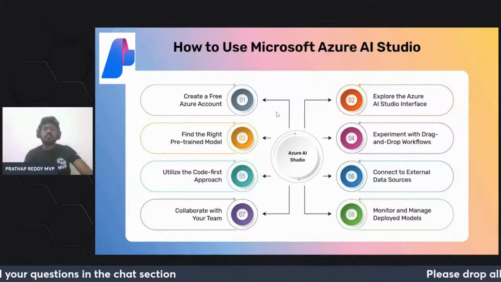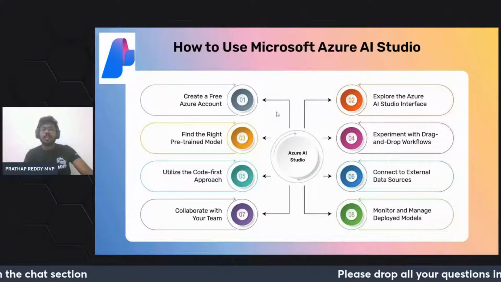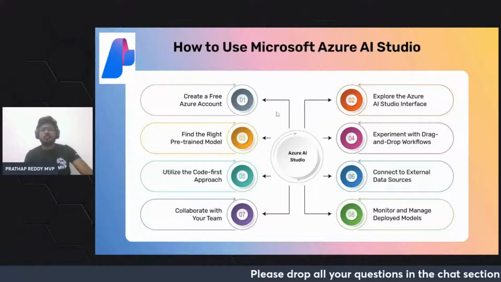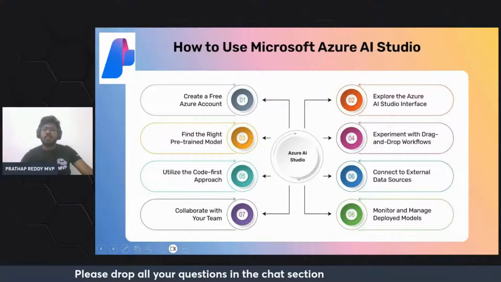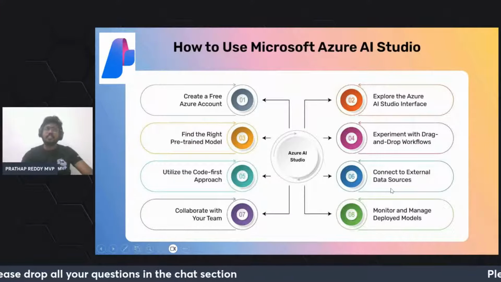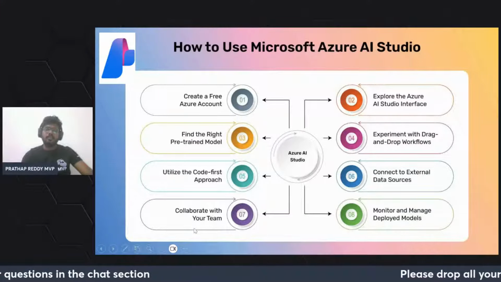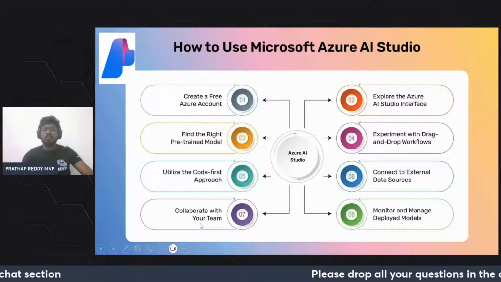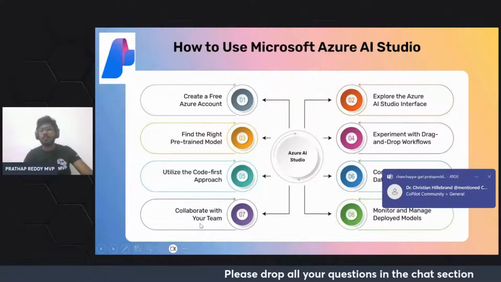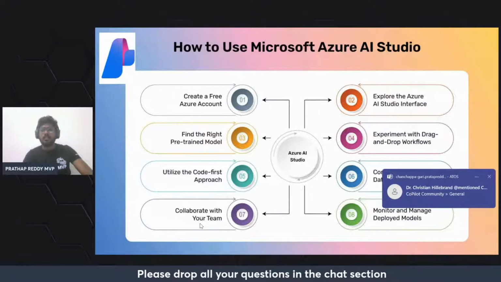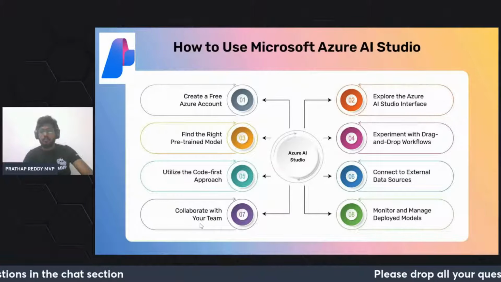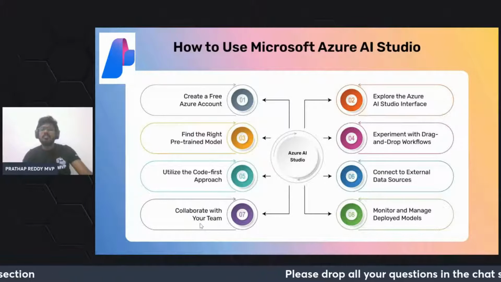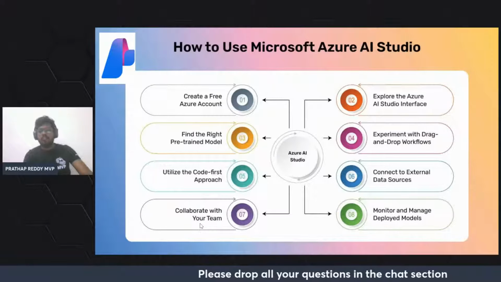There's one more thing that we can demonstrate with Azure AI Studio, and that is connecting to external data sources. This thing we can say is a RAG model. So we can connect external data sources as well, and collaborate with your team. Whenever we need to create one project, we need to collaborate on these things as well. And finally, one more thing is to monitor and manage the deployed model. So these are the things that we are able to do with this Azure AI Studio.